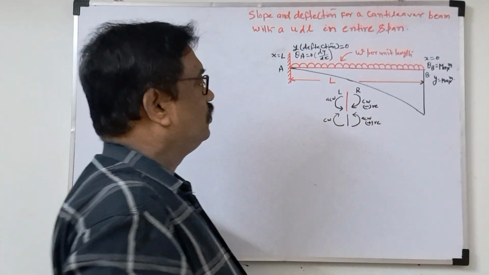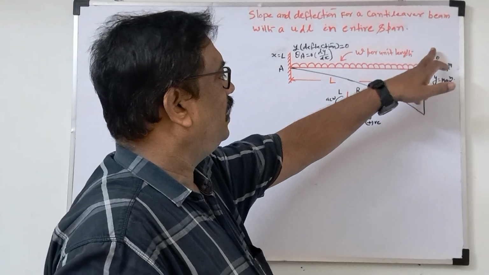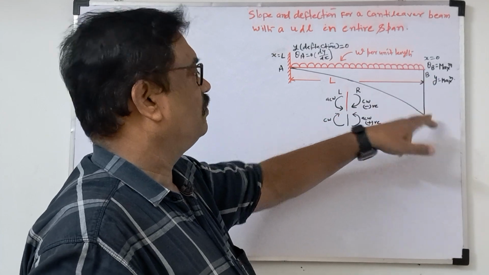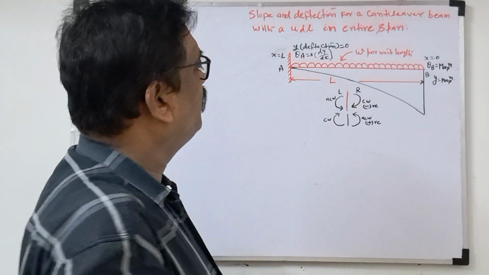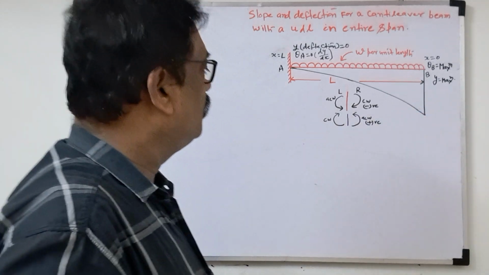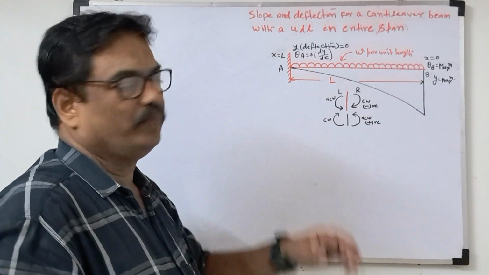Okay. So the boundary condition at B, x equal to 0, where the length will be 0, the deflection will be maximum. At the free end the deflection will be maximum. So now we are going to derive the slope and deflection.